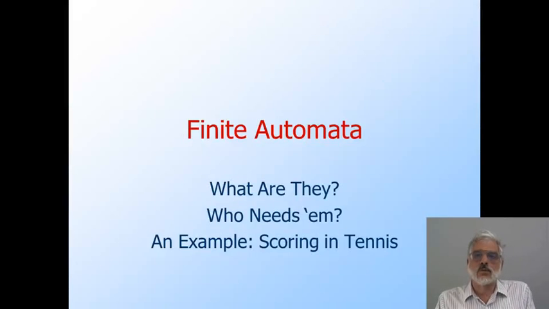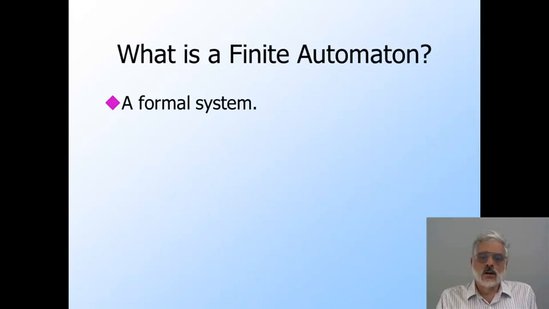Today we begin with an informal introduction to finite automata. I'll offer some brief remarks about their uses and then move to an extended example of an automaton that describes how a game of tennis is scored. The finite automaton is a mathematical model, but fortunately it is a model that should be quite familiar.